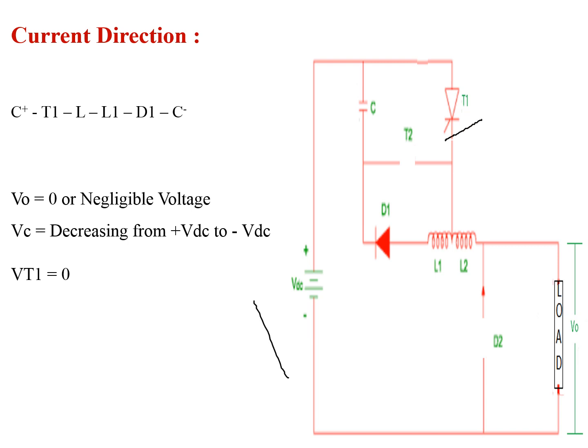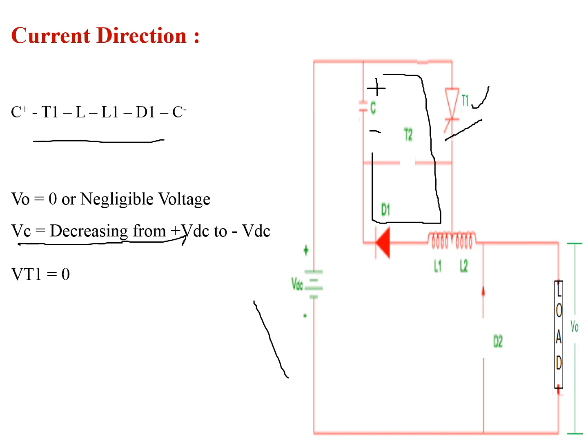By applying the gating pulse to thyristor T1, the capacitor starts discharging from C plus to C minus in the path C plus, thyristor T1, L, L1, diode D1 and C minus, that is in this path. It means the capacitor voltage starts decreasing from VDC plus to VDC minus, that is nothing but discharging of this capacitor.